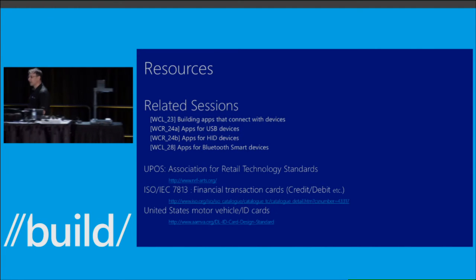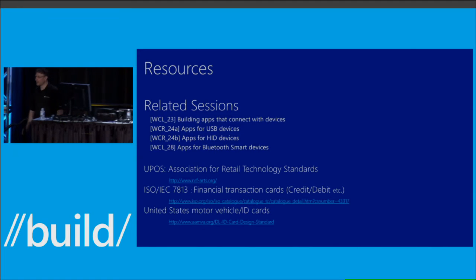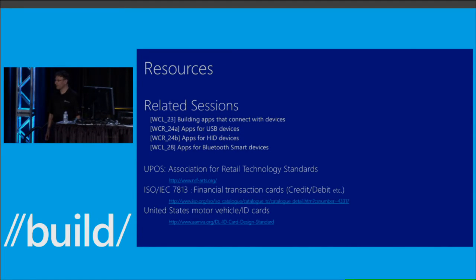The cards with a chip, with the smart cards, do they use the same APIs, or are there different APIs going to be for those? I missed the first part of the question. Credit cards with a chip, so not magnetic. Right. Will they use the same APIs or different APIs?